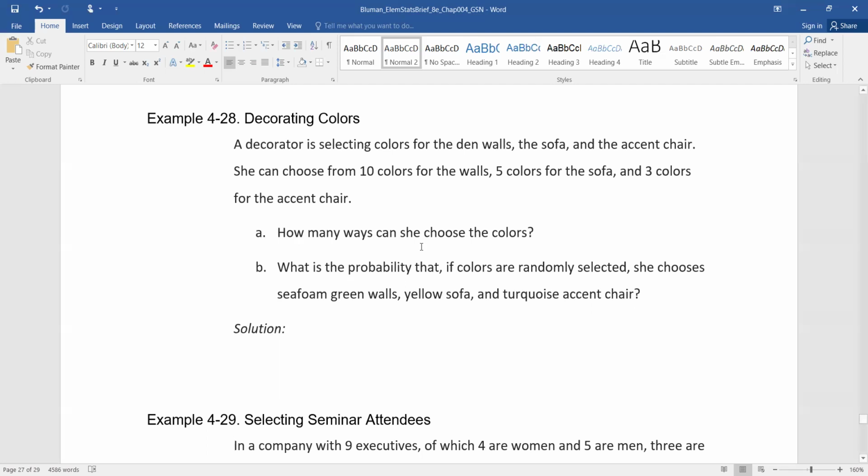All right. So if I want to know how many ways to choose the colors, this is the fundamental rule of counting.